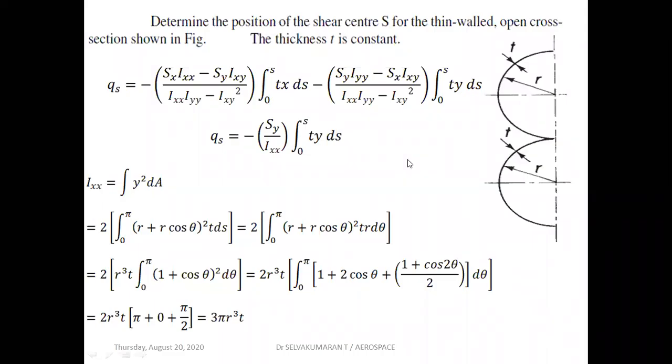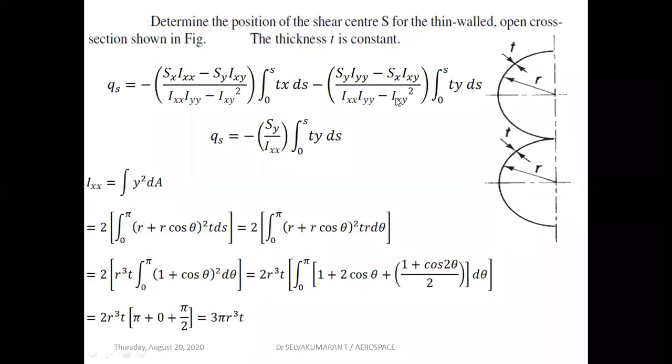We have to determine the position of the shear center for the given thin walled open section, for which thickness t is constant. You can see here it's a semicircular section which is symmetric about the x-axis. Very important: symmetric about the x-axis. So symmetric means in this shear flow expression, Ixy will be 0. And you have to consider only Sy for determining the shear center.